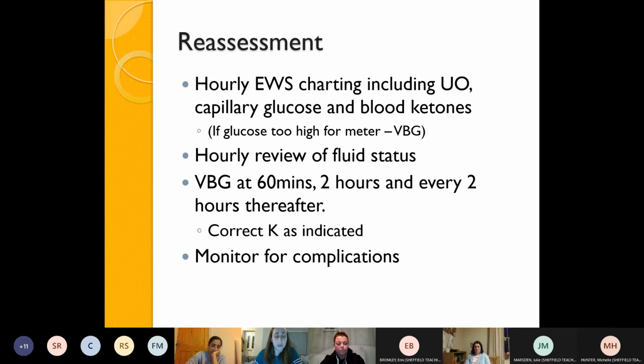So we'll be monitoring them hourly with charting. We should be doing a urine output. Now, a common issue here is that a lot of the people that come in with DKA are young adults who do not want a catheter.